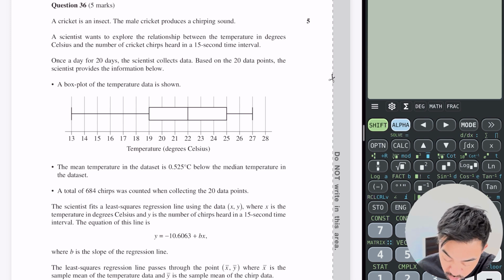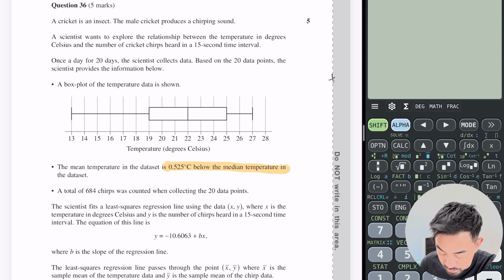A box plot of temperature is shown. All right, so here you got the temp and a box plot. The mean temperature in the data set is 0.525 degrees Celsius below the median, okay? Seems important. A total of 684 chirps was counted when collecting 20 data points.